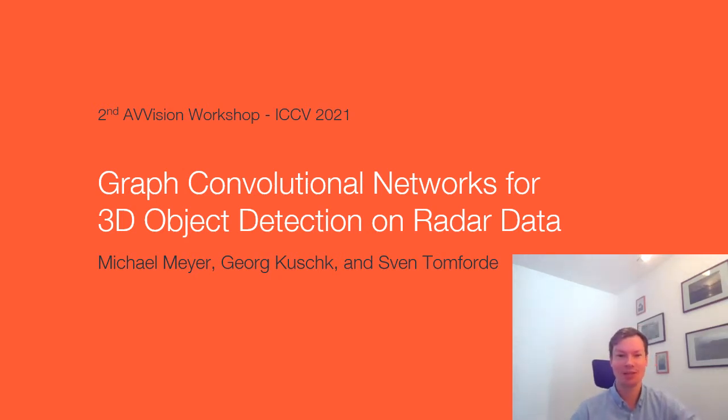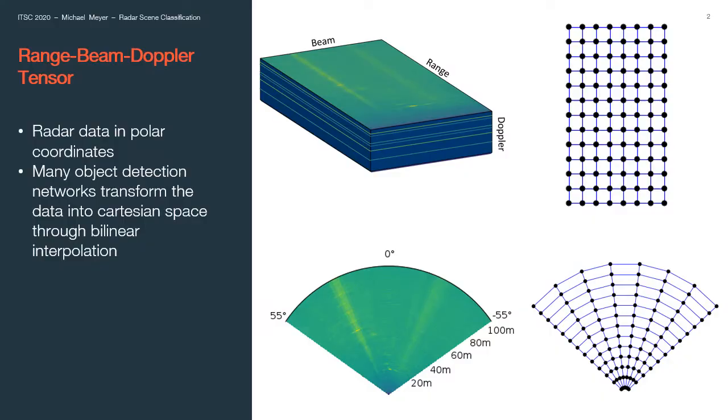My name is Meyer and today I will talk about graph convolutional networks for 3D object detection on radar data. In many radar processing pipelines, the radar data can be represented at some point as a range beam Doppler tensor, where each beam corresponds to some specific azimuth angle and the Doppler dimension encodes the relative radial velocity.